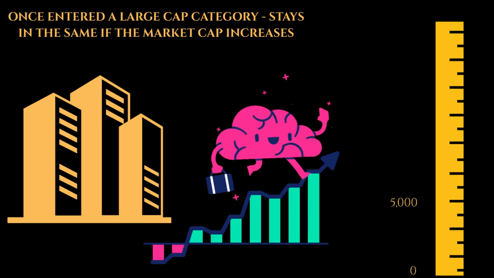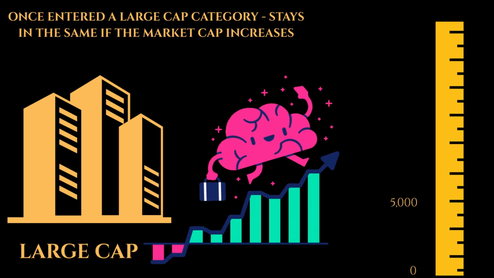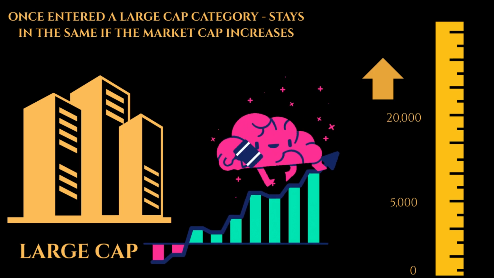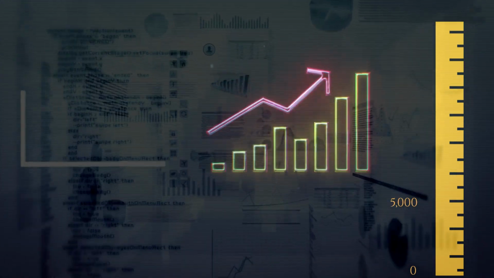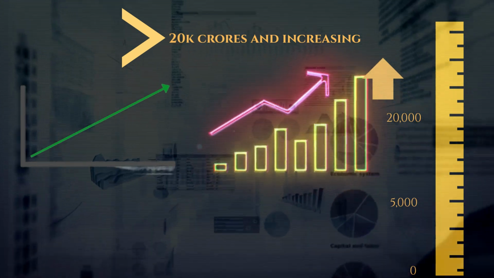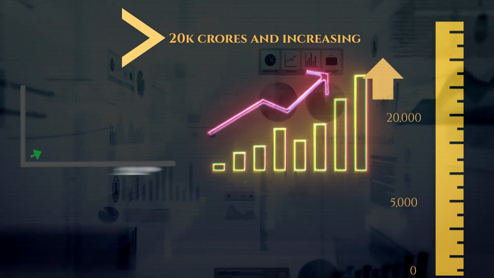This is like a large-cap company which will grow in market capitalization in the long run if everything in the business is going well. The market cap might increase in numbers, however, the category is already large-cap irrespective of the increase in numbers.